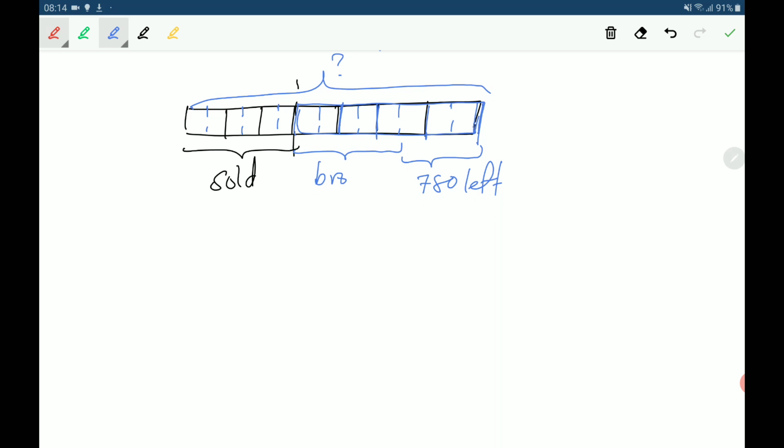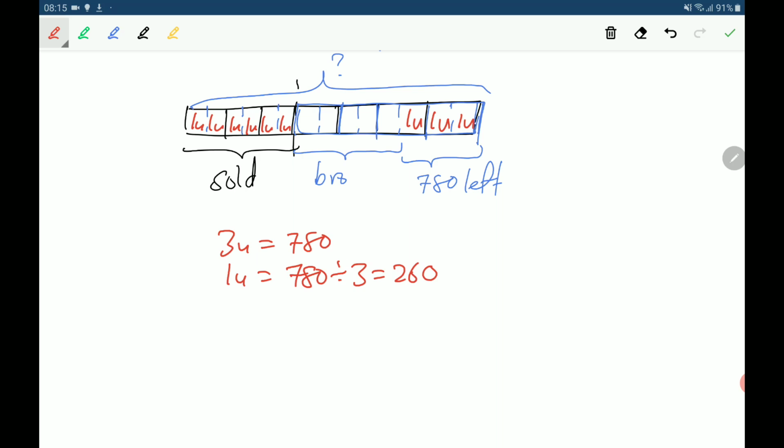For example, if you look at the model, you can see that there are 3 units of sweets left. So 3 units is equal to 780. So your 1 unit will be 780 divided by 3, and you get 260. So how many sweets altogether at first? You start counting: 6, 7, 8, 9, 10, 11, 12, 13, 14. There's a total of 14 units. Let me just double check. 2, 4, 6, 8, 10, 12, 14. So there are a total of 14 units at first. You take 260 and times 14, and you will get a total of 3,640 sweets at first. And that's how you use your model to work out the steps.